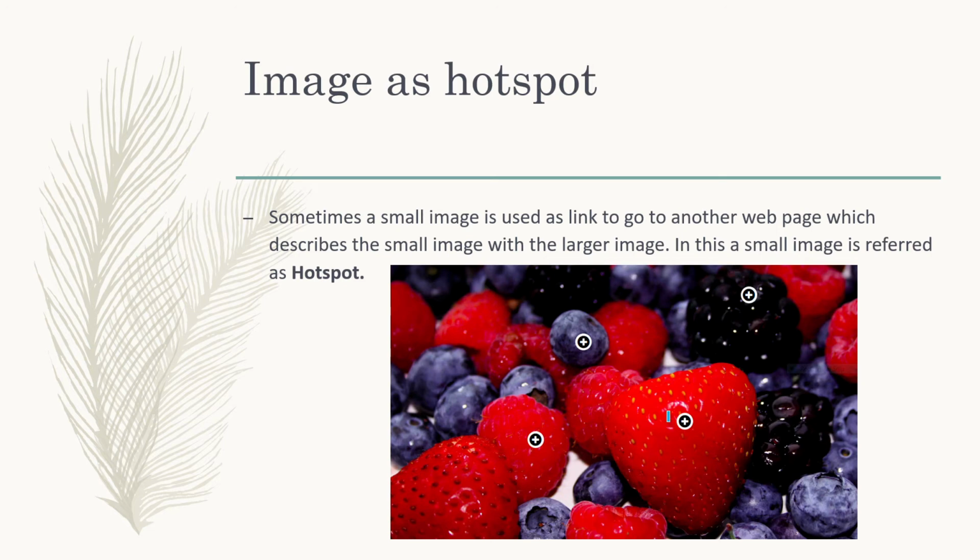You can see here one big image is there. Okay, this is the bigger image. Within that, small images are there. See this raspberry, strawberry, then blueberry and blackberries, and on each of these berries a plus sign is there. While clicking on this plus sign or on these images, you will be taken to some other page which will show a bigger image. So this is known as a hotspot.